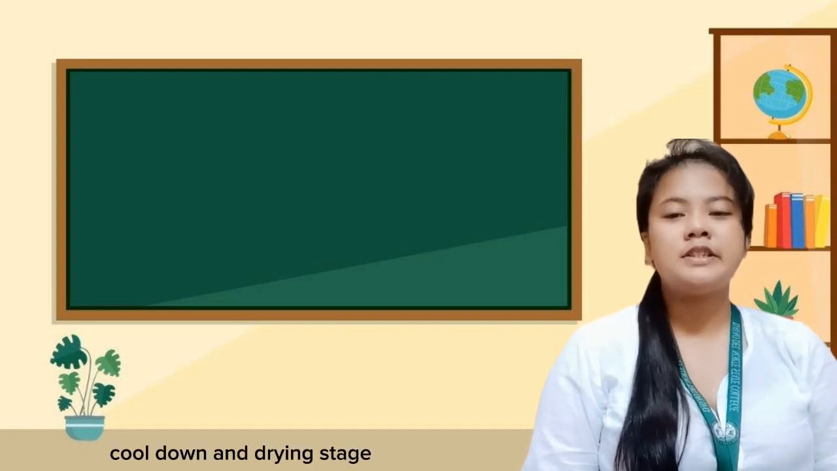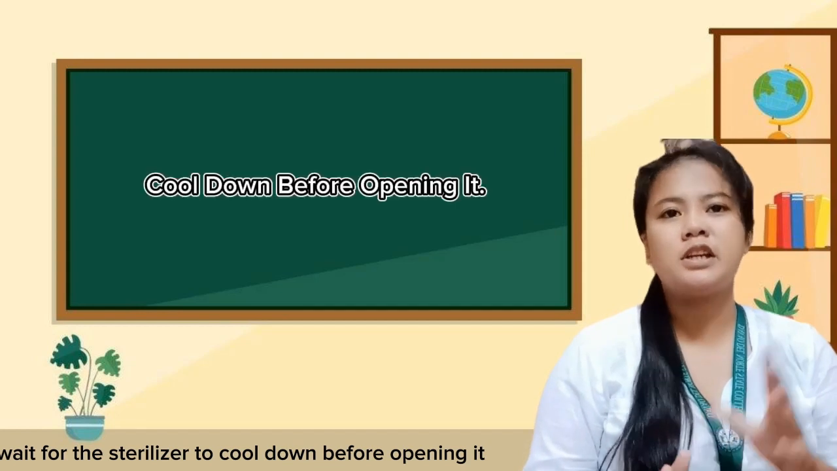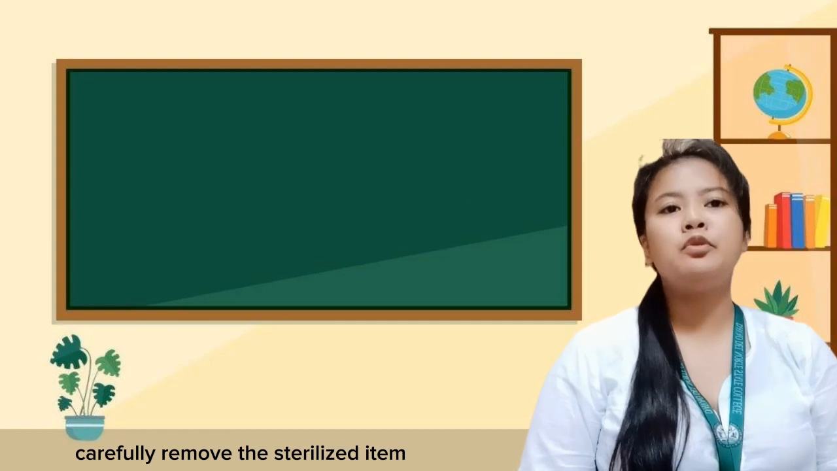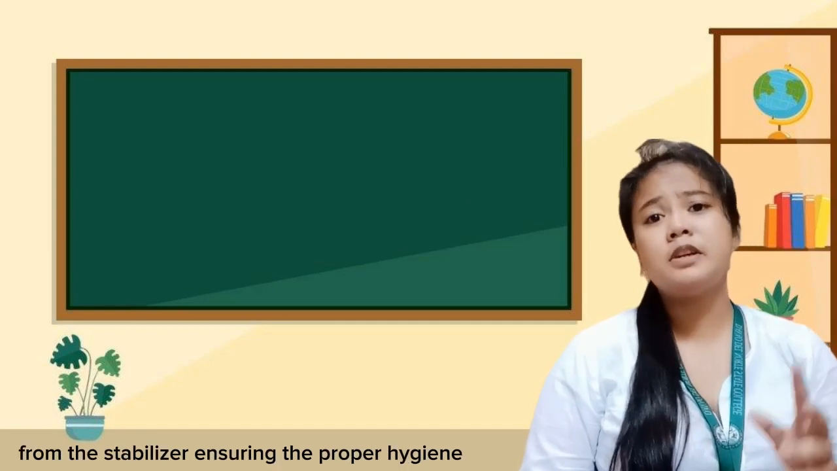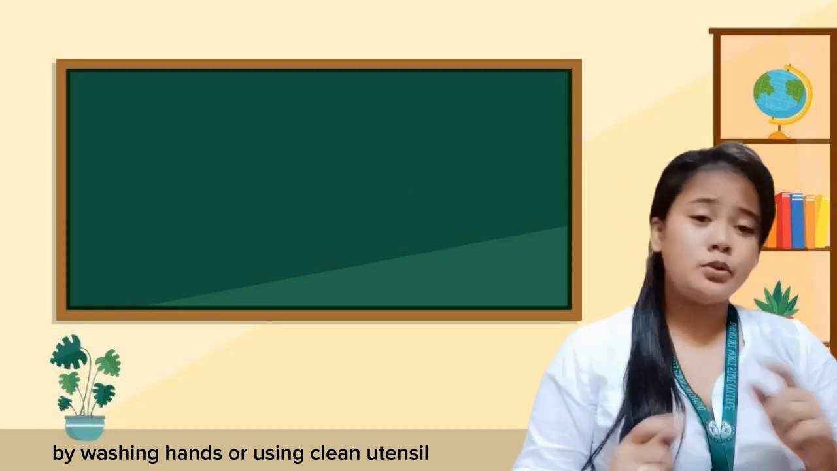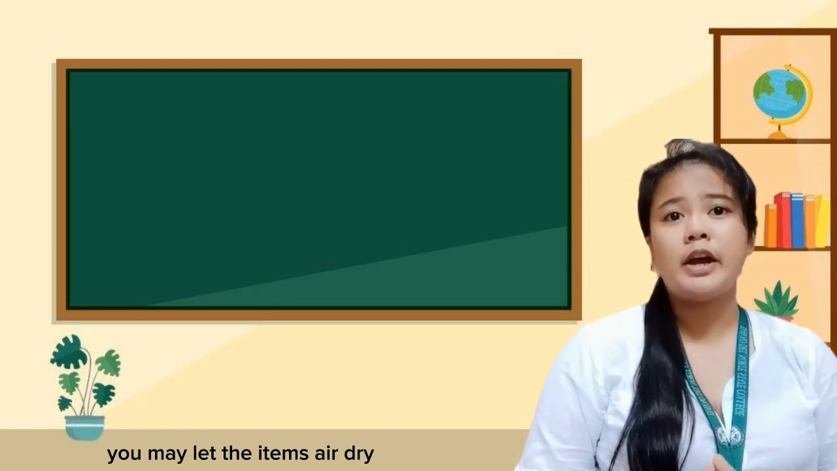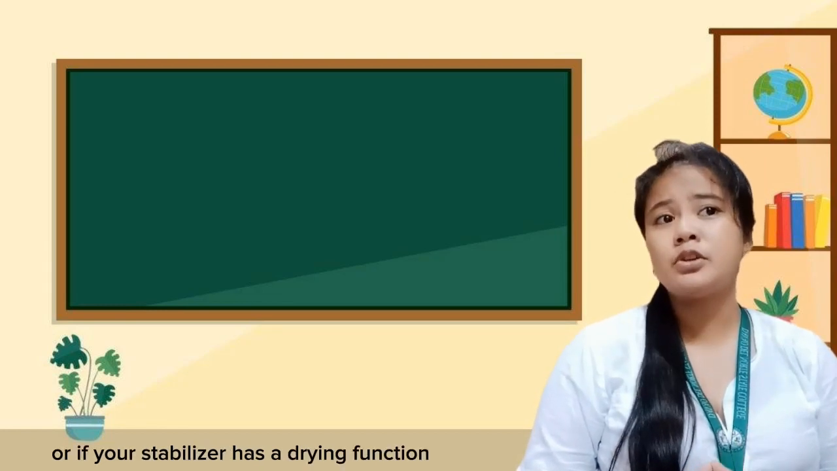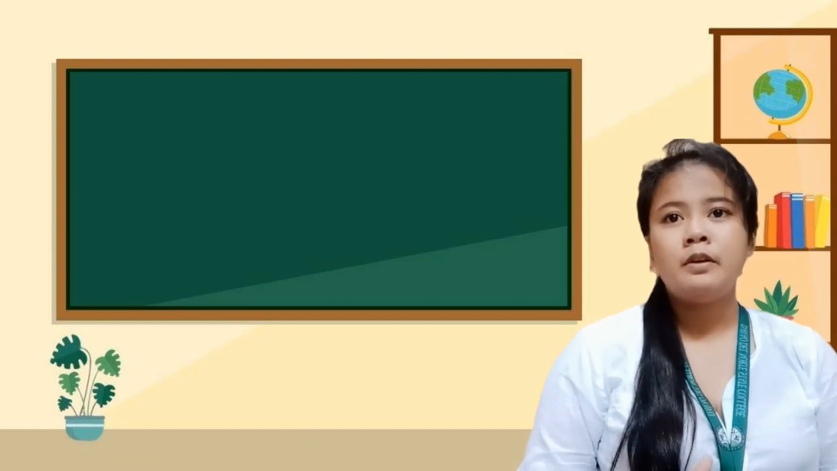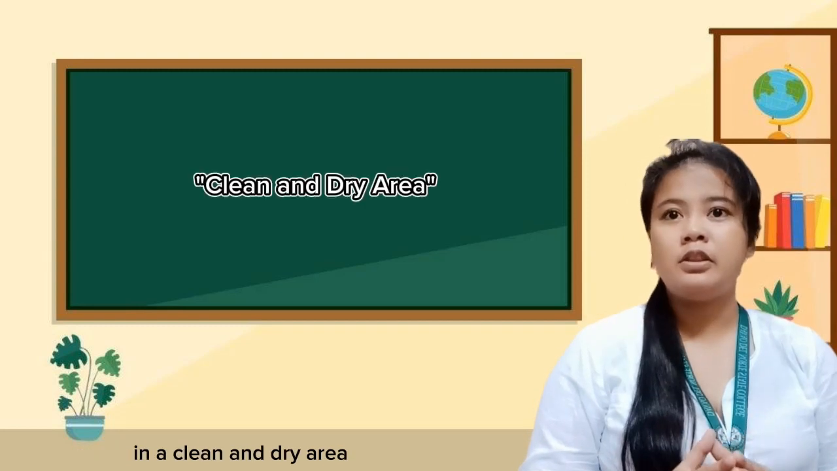Cool down and drying stage. Once the sterilization cycle is complete, wait for the sterilizer to cool down before opening it. Carefully remove the sterilized items from the sterilizer, ensuring proper hygiene by washing hands or using a clean utensil. You may let the items air dry, or if your sterilizer has a drying function, follow the instructions for drying the bottles and accessories. For storage, store the sterilized bottles and accessories in a clean and dry area.